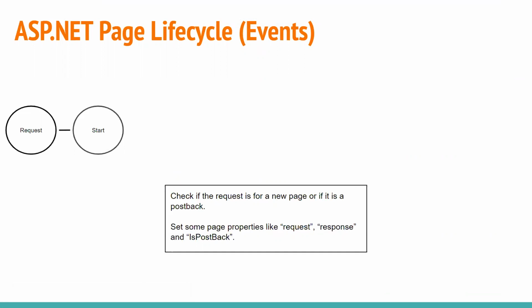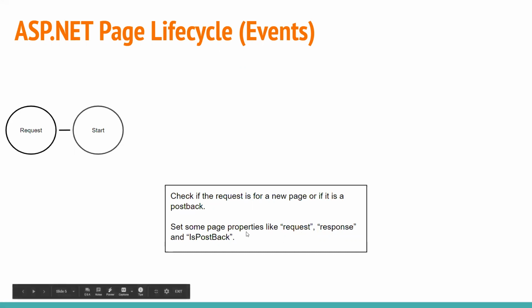It's a page property, it's just a variable. Exactly, Clark, it's a Boolean, precisely. So IsPostBack just holds true or false. If IsPostBack is set to true, that means the request is a postback. If it's set to false, then the request was not a postback.